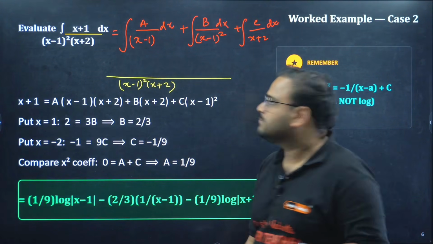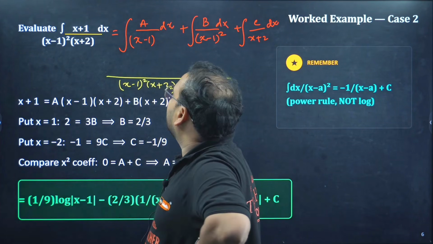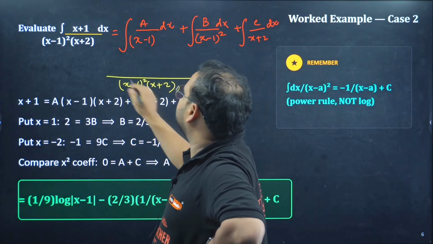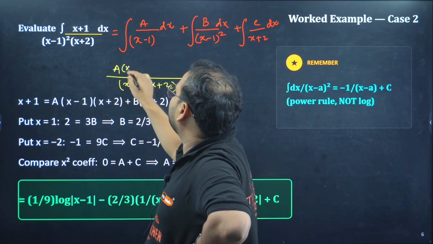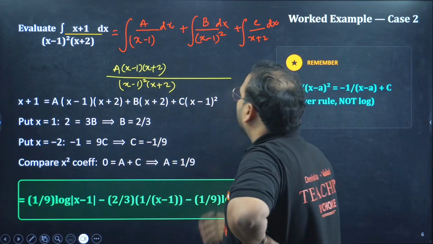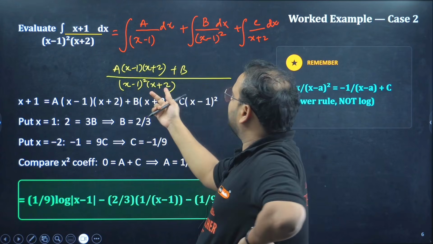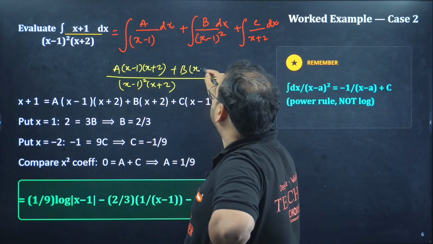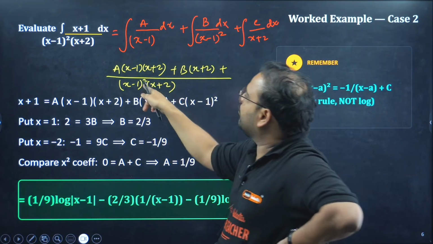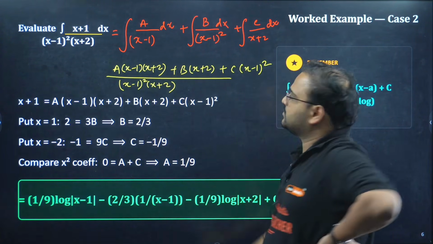Correct? Now, if you divide this by the whole of this, what will happen? You'll have x minus 1 times x plus 2 left, because here we have the whole square. So you'll write this as a times of x minus 1 into x plus 2. What about with b? With b, if you divide, this whole thing will be cancelled. Only x plus 2 is left. So x plus 2. What about with c? Divide with this, you'll have the whole square part left. So you'll write c times of x minus 1 the whole square.